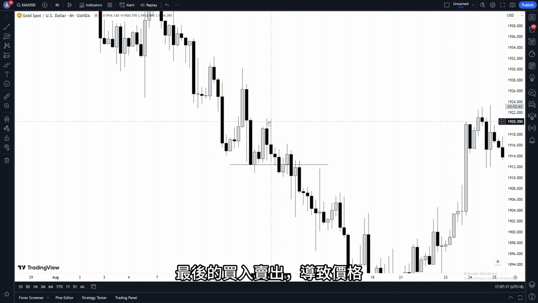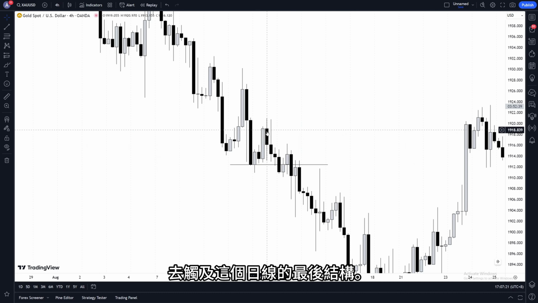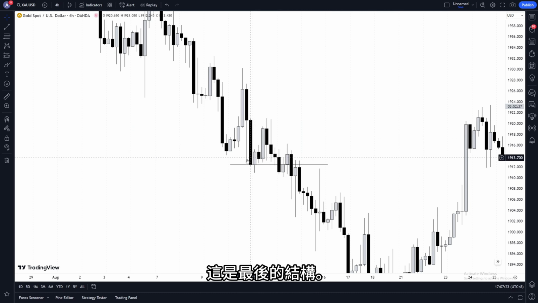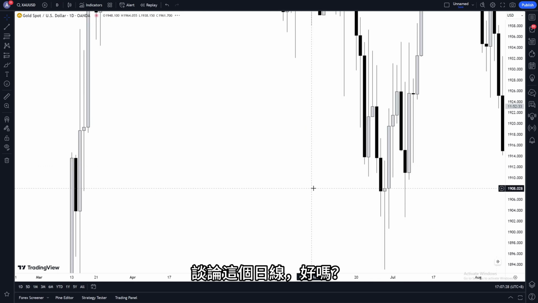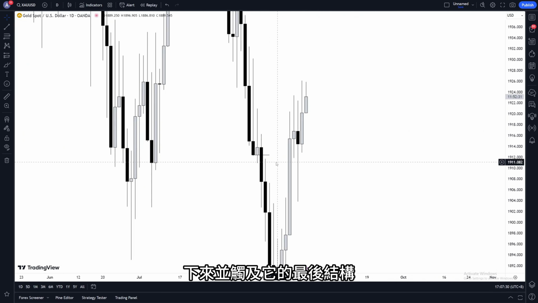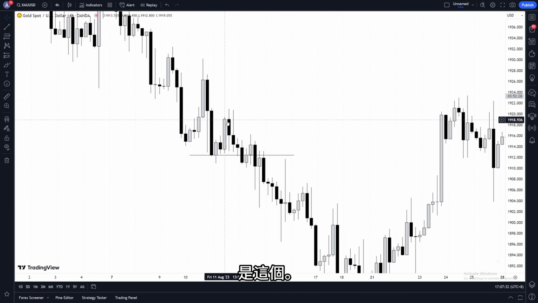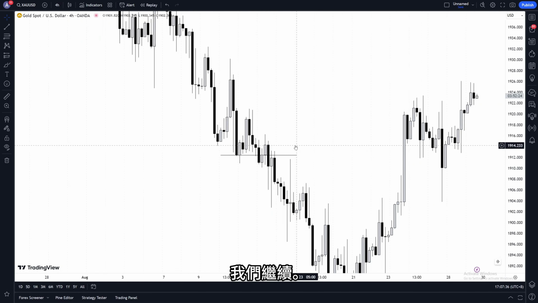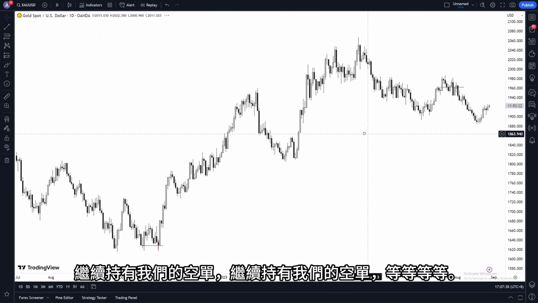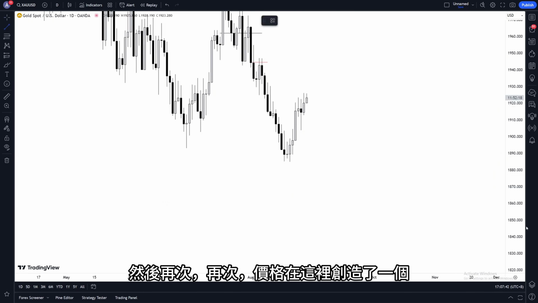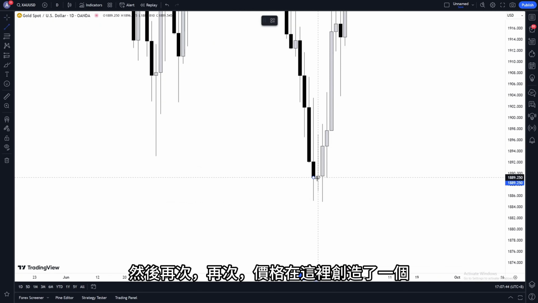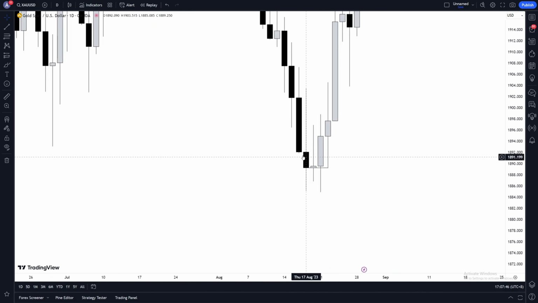But you can see this would be the last buy sell, the last structure that caused price to go and touch into this daily. Remember the daily we're talking about, guys, right? Talking about this daily, okay? The last structure that came down and touched into it was this. So we want to see a break of this, but that never happened. So who cares? We move on. Continue holding ourselves. And then again, price goes and creates a support here on the daily.